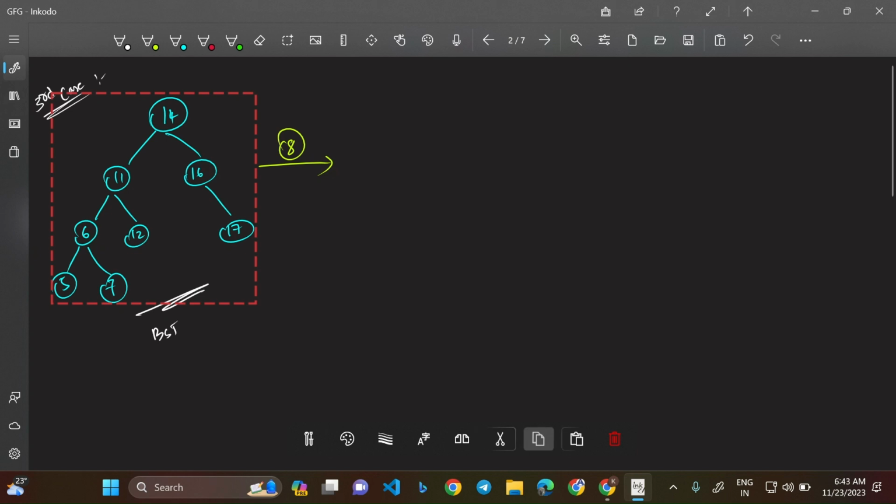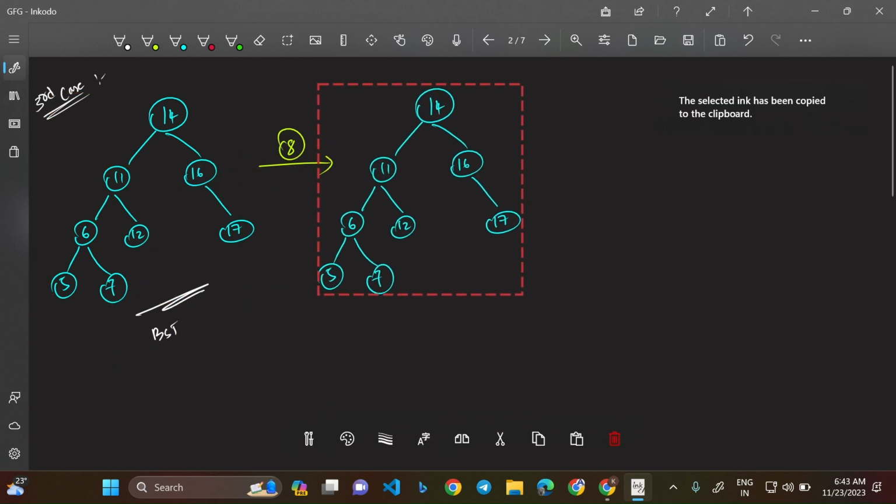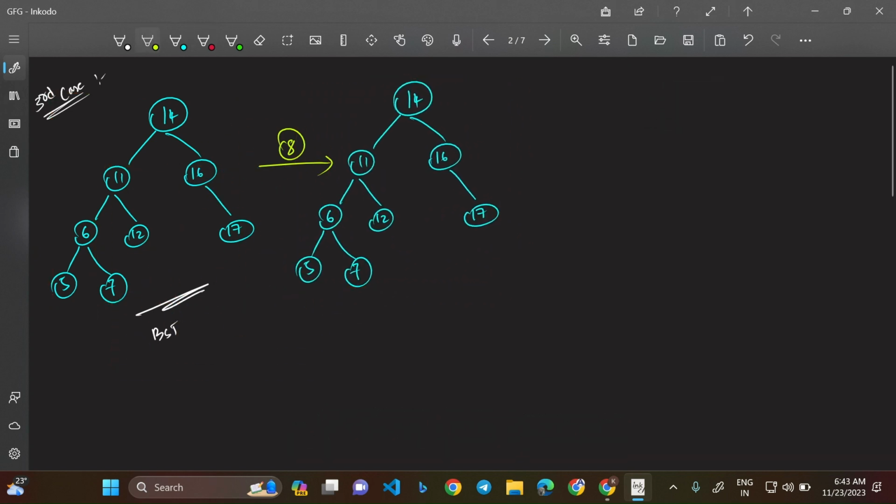I'll just copy paste this and add 8 to this particular point. So where can we add 8? If we carefully observe, 8 is less than 14, so go to the left. 8 is less than 11, go to the left. 8 is greater than 6, go to the right. 7 is less than 8, so go to the right. So you can insert 8 here. I'll just erase these things first. Now do the BST, now check the balance. Balance here is 0, here it is 0, here it is 0. What's the balance factor for 7? It is -1. For 5 it is 0.